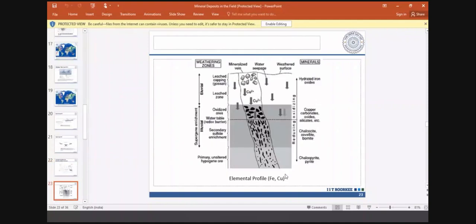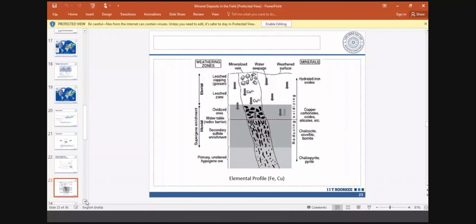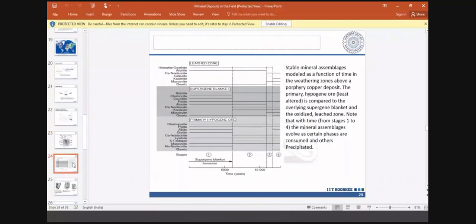Yes, this is the section. See, at the top you will have the hydrated iron oxides, a lot of copper carbonates, oxides, silicates. Chalcocite, covellite, bornite, all these are basically copper-bearing minerals. And when you go to the bottom, you'll have the primary ore, like chalcopyrite, pyrite. All these things carry a lot of metals. You'll have copper, lead, zinc, sometimes gold also. Of course, this gives the details. We will not go into much detail. This is very interesting.